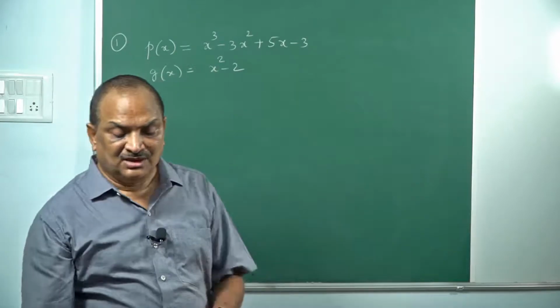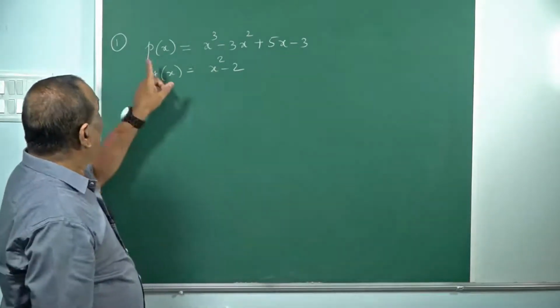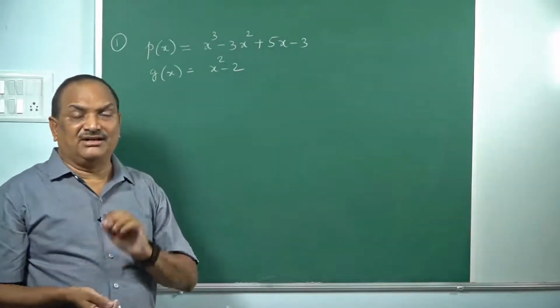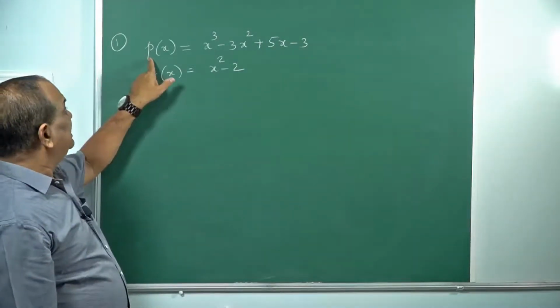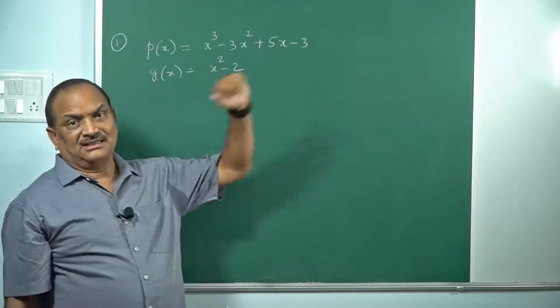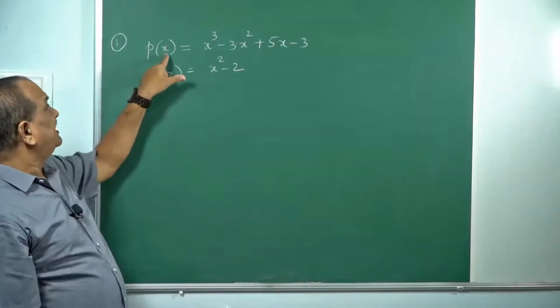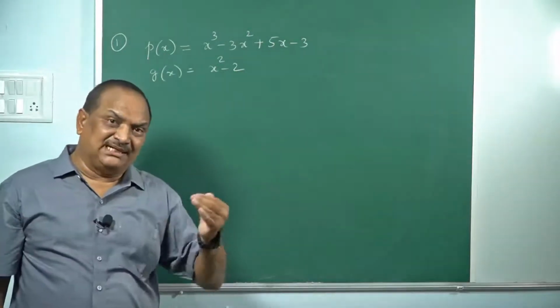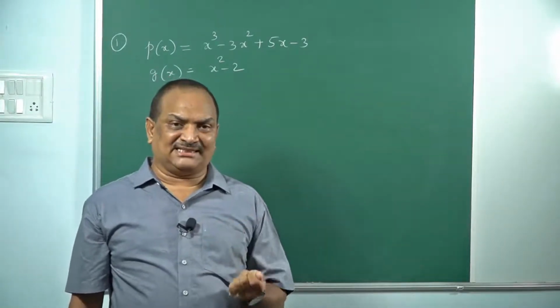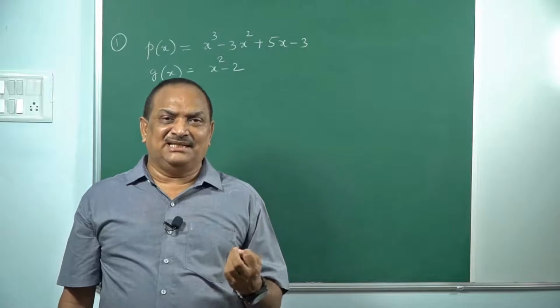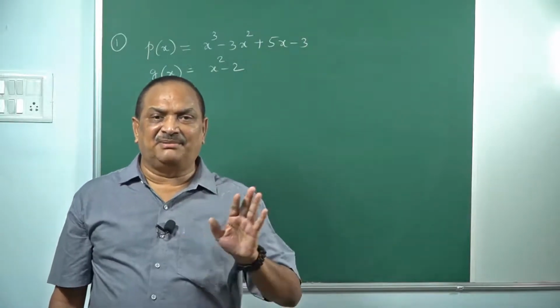And now don't get confused when you are given such a notation such as p of x. P is the name of the polynomial. Of x means something which depends on x. When you say f of x, you say function of x. Function of x means an expression which depends on x.